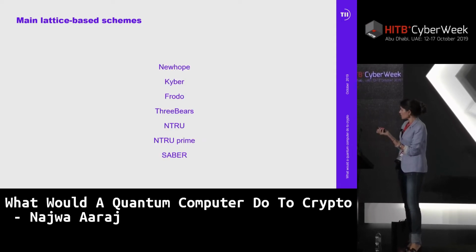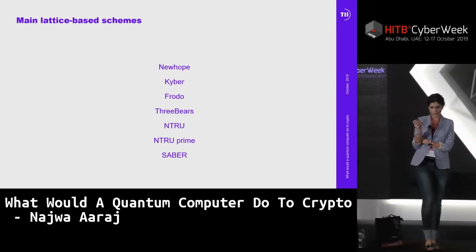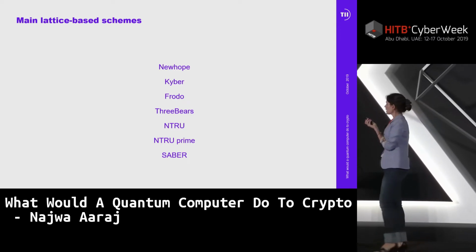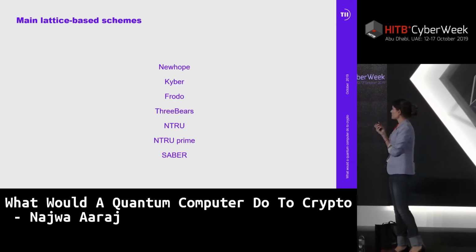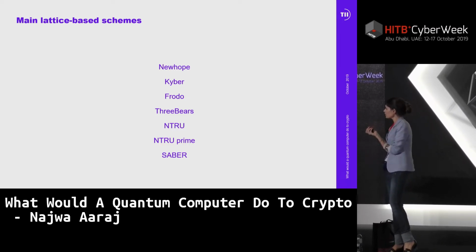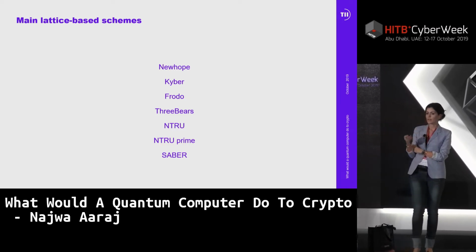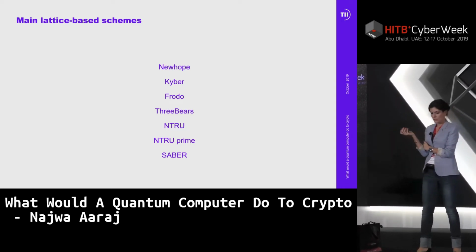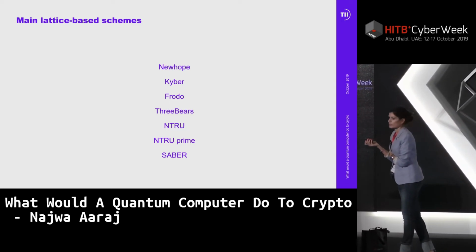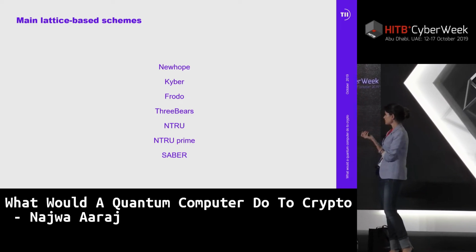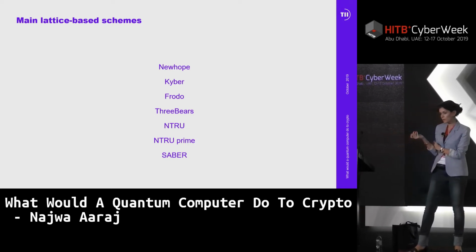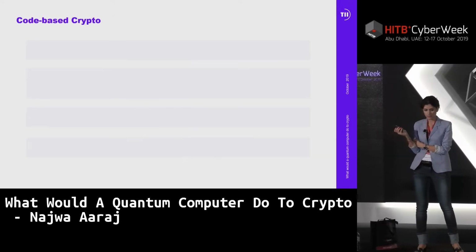Most of the candidates that you see survived in the competition are based on lattices. You may recognize some of these names, especially New Hope, Kyber, NTRU, and NTRU Prime. These, again, are going through scrutiny, and these are some of the most studied algorithms from the submission to NIST and even before the submission to NIST. They may make it to the standards, only time will tell.